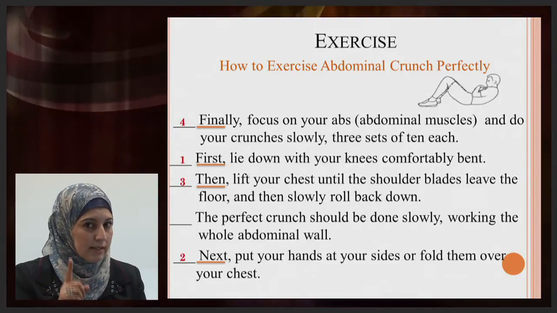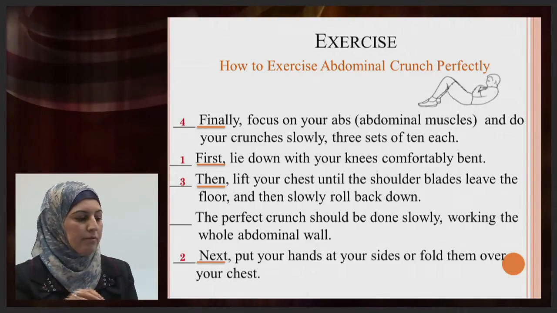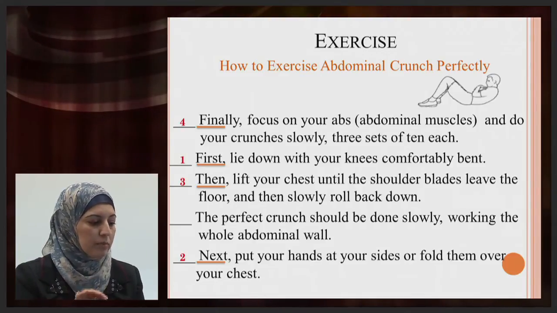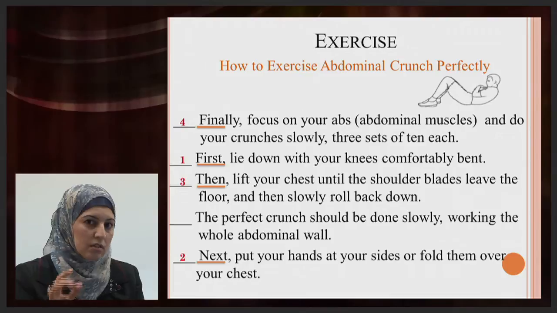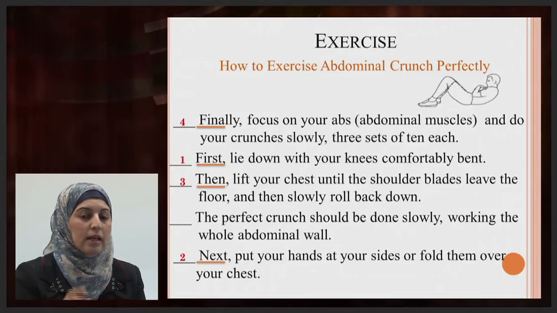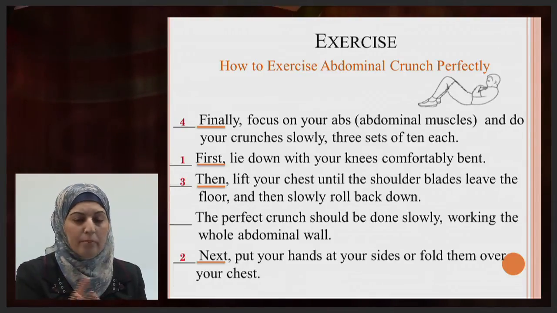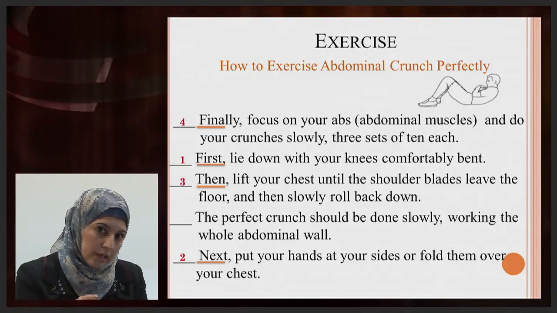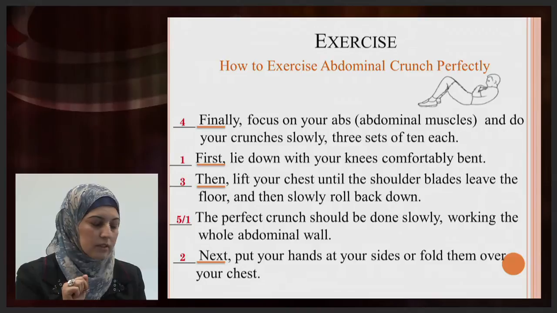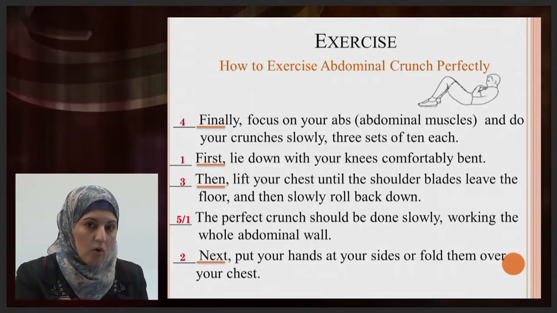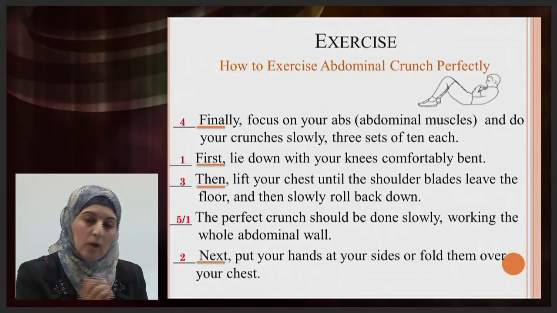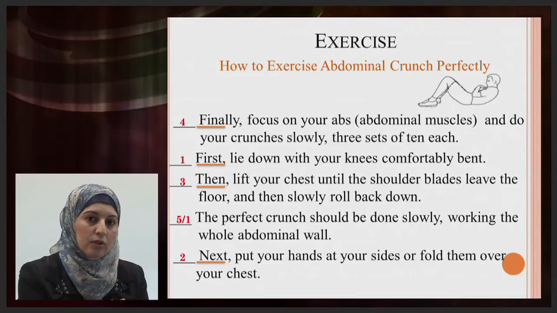One sentence is left. That is, the perfect crunch should be done slowly, working the whole abdominal wall. This is not a part of the process. This is just a note, a piece of advice. It's not a part of the process. Therefore, you can start with it or end with it. You can put it at the beginning or you can just leave it to the end.